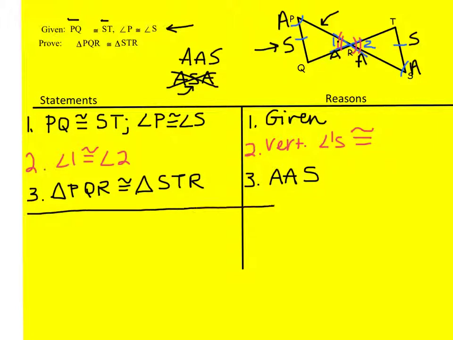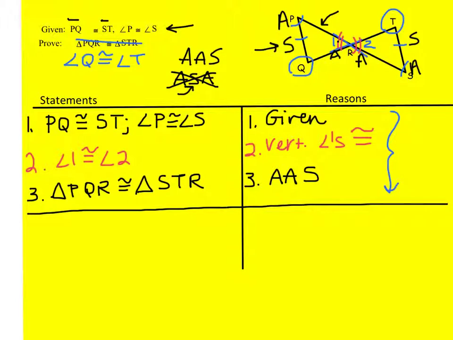Now, we haven't talked about CPCTC in this video yet, so let's suppose that we hadn't been asked to prove that the triangles were congruent. Suppose instead it said prove angle Q congruent to angle T. Well, there's absolutely no way that Q would be congruent to T unless the triangles were congruent. So I would first have to do a proof showing the two triangles congruent, which we've done. And then I know that if the triangles are congruent, by definition of what it means to be congruent, all the angles and all the corresponding sides of those triangles have to be congruent.